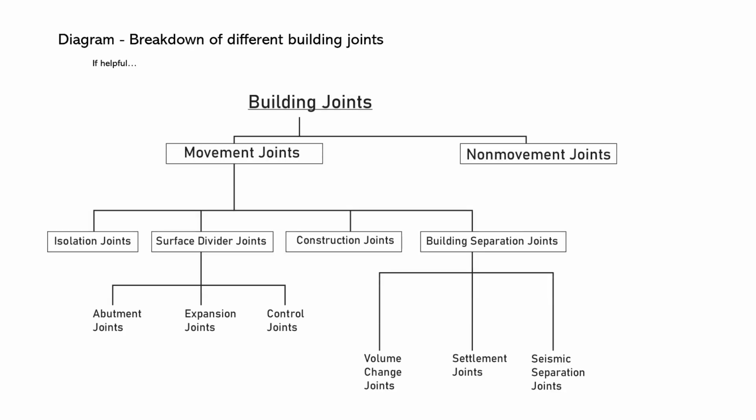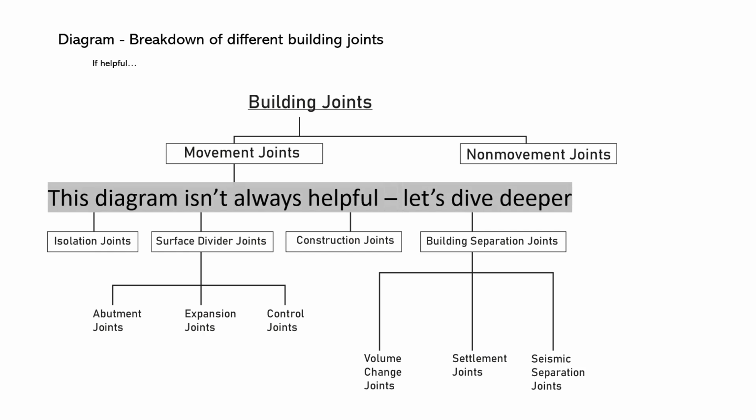And here's a quick diagram breakdown showing the different building joints. Going right into movement and non-movement joints. As you can see, all the complex joints are under movement joints. All the ones we'll cover today are movement-specific joints, and we won't really talk about non-movement joints. And this diagram isn't always helpful. It can be actually more confusing in some ways, so let's dive deeper into each of these.